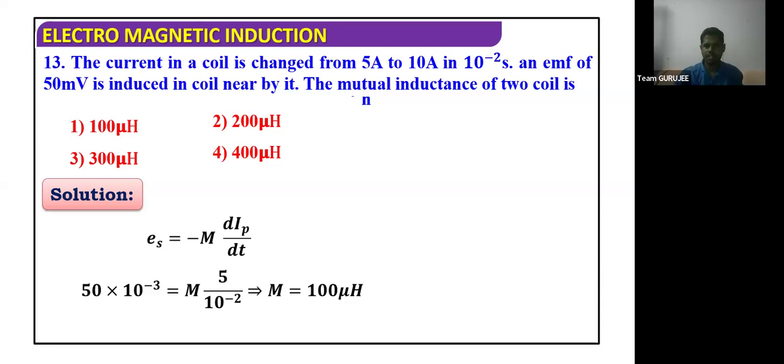Actually, the induced EMF is given, and di by dt is equal to 10 minus 5 by 10 power minus 2. Change in current is from 5 ampere to 10 ampere, therefore subtract initial from final: 10 minus 5 is equal to 5, divided by the given 10 power minus 2 second. Then substitute the induced EMF, then rearrange. Final answer is 100 microhenry.